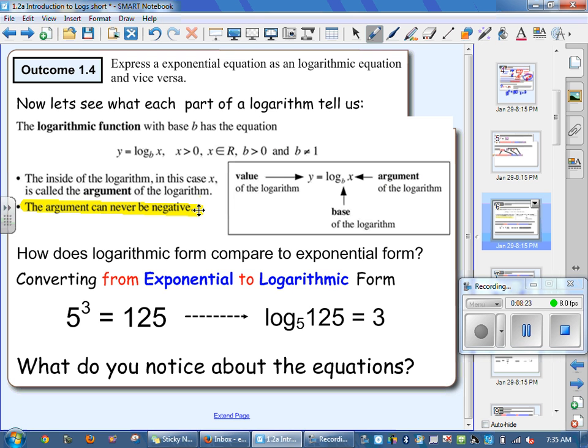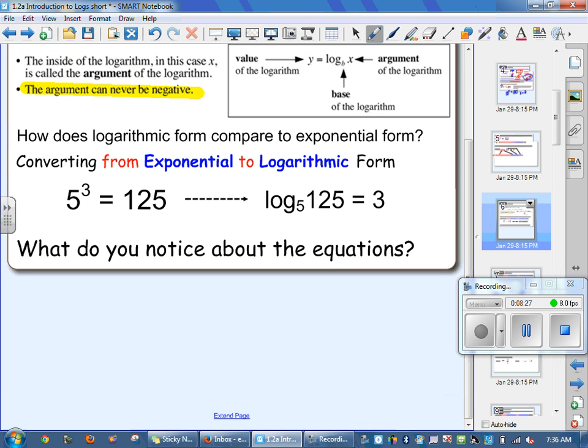So we take a look at the bottom here. What do we notice about these two equations when we compare them back and forth? Well, right now I've got a base 5, and we call it the base of our log if it's written subscript, lower right beside the g. Our exponent 3 becomes the answer of our log, and the answer of our exponential becomes the argument of our log. Okay, so answer and argument, they match.